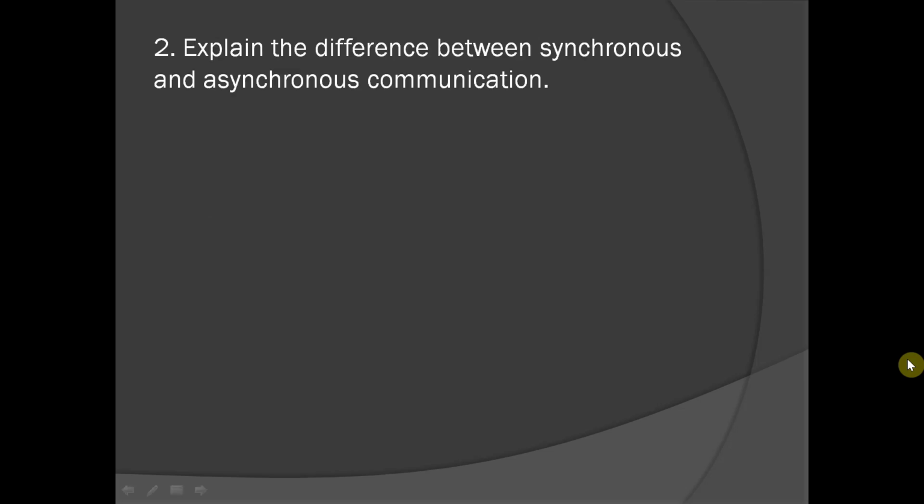Next, the difference between synchronous and asynchronous communication. Synchronous communication means when any two domains are working with respect to the same clock. That means these two domains are synchronized with the same clock, so no data corruption will be there. The data the transmitter sends can be received by the receiver.